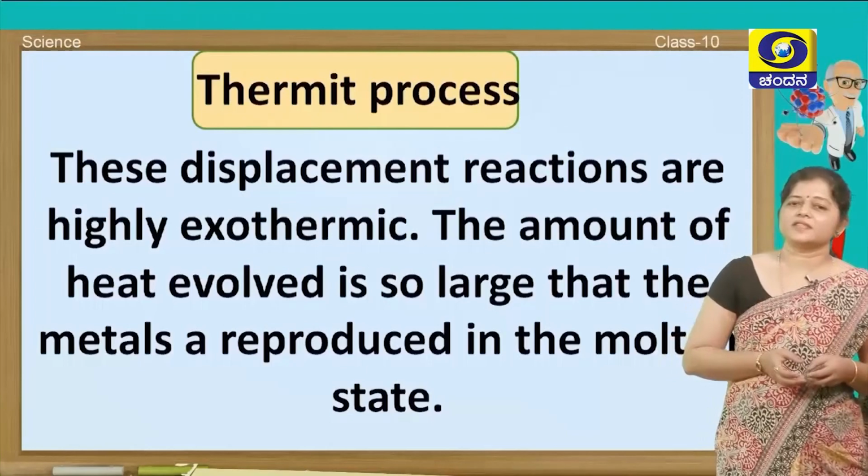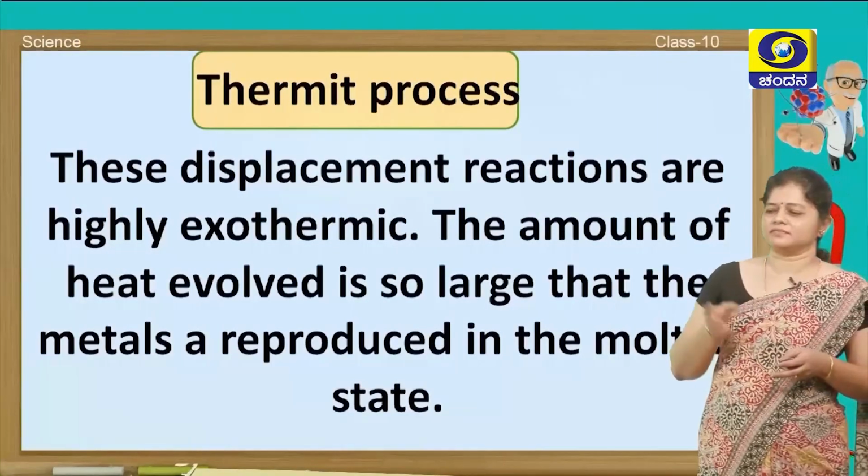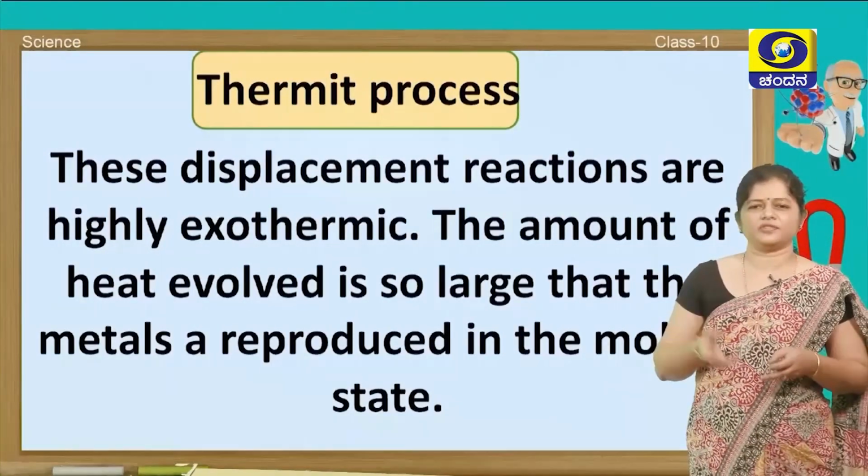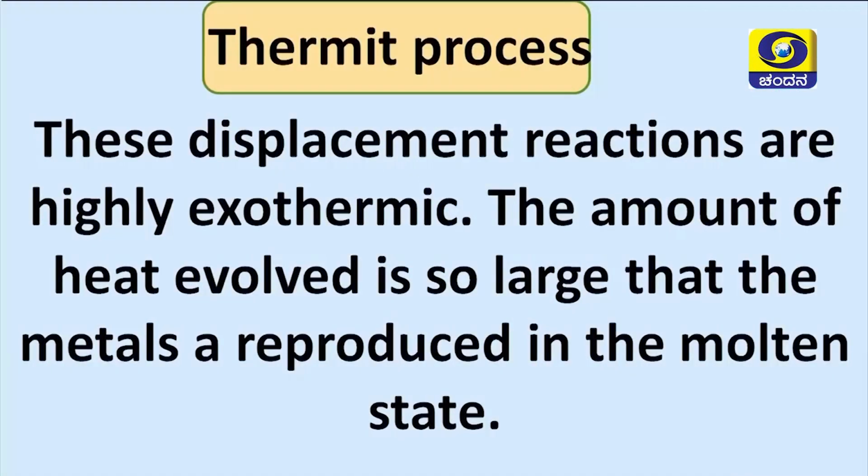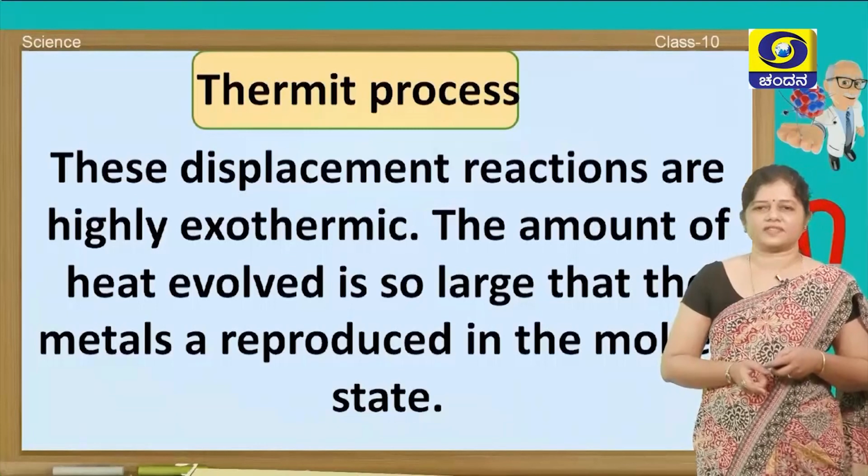So, this displacement reaction is very exothermic, it is highly exothermic. The amount of heat evolved is so large that the metals are produced in the molten state. During this process, such a huge amount of heat is liberated that you can get the metals in the molten state. So, this process is called the Thermit process.